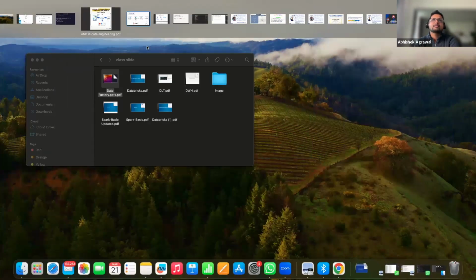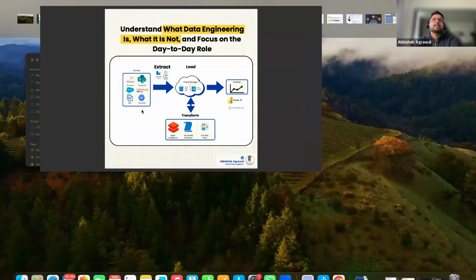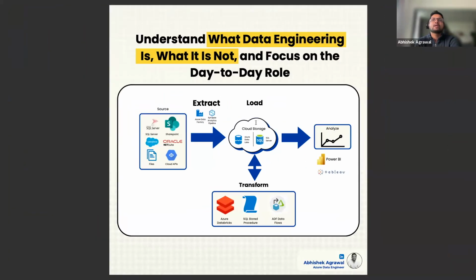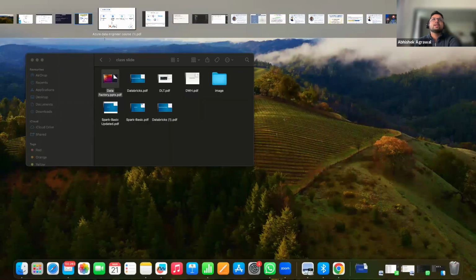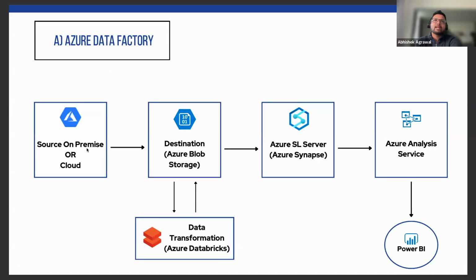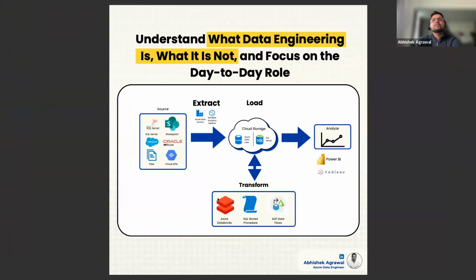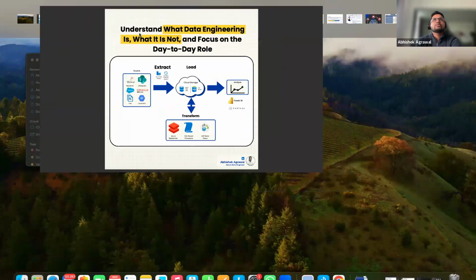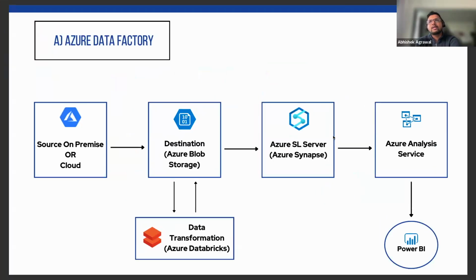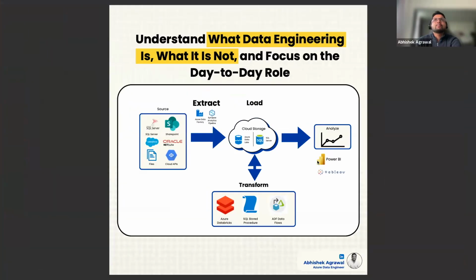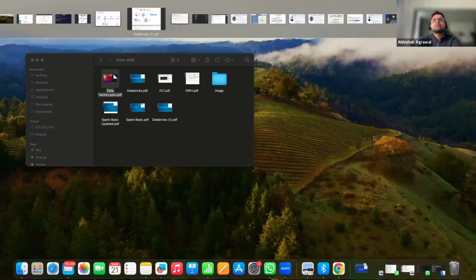If you look, this and this are similar in some ways. Here we are extracting the data from the source and loading it to a cloud storage. Here also, using Data Factory, from any kind of source we are loading the data to a blob storage. Then here we are doing the transformation using Databricks, SQL stored procedures, ADF flows. Here also we will move the data to Synapse or Databricks and transform the data. After that we are doing reporting using Power BI. Here also we are doing reporting with Power BI.